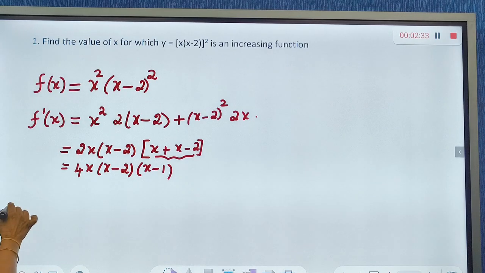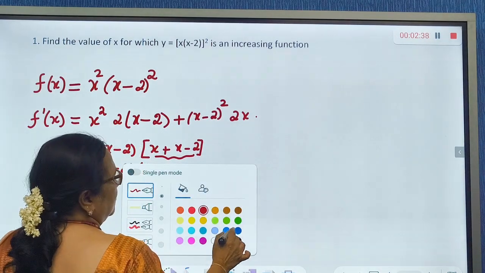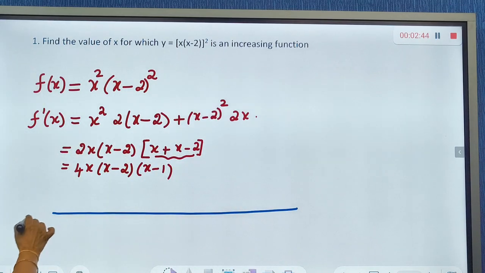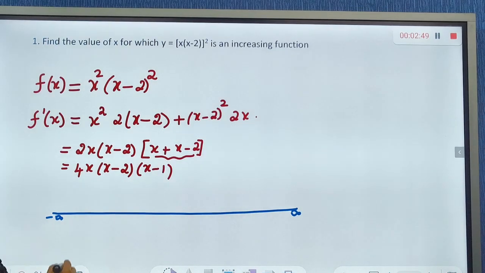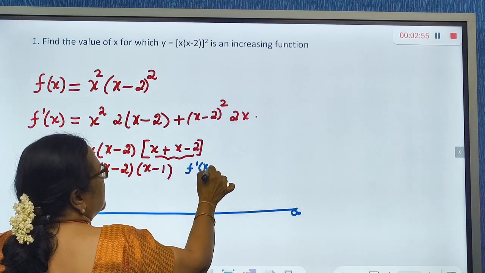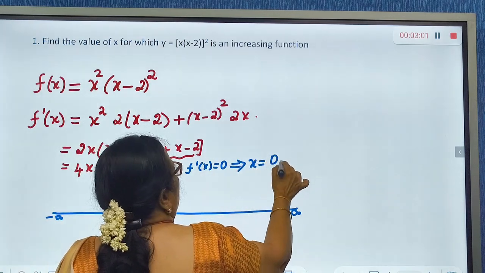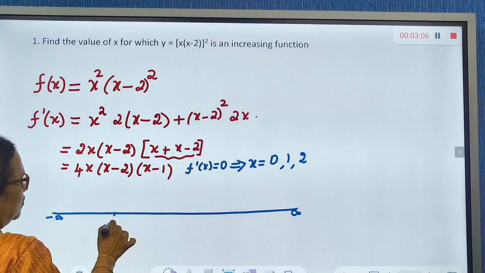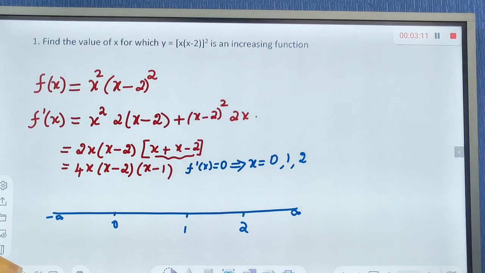Now we can divide the number line, minus infinity to infinity, using those values for which f dash of x is 0. So f dash of x is 0 implies x can be 0, 1 or 2. So we have 0, we have 1 and we have 2. These are the critical points.